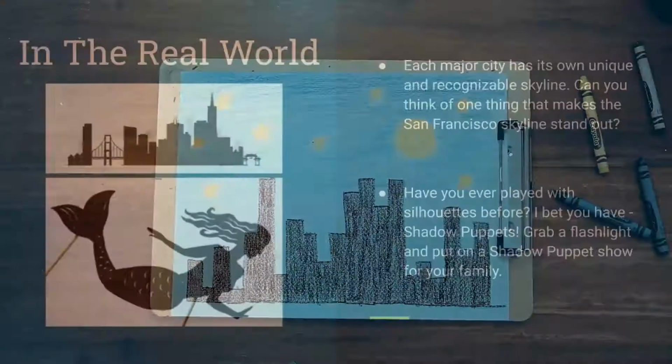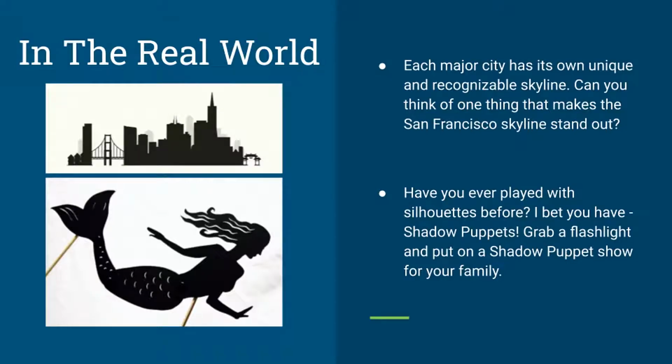So let's talk a little bit about how this project relates to the real world. Each major city has its own unique and recognizable skyline. Can you think of one thing that makes San Francisco's skyline stand out? If you want to play more with silhouettes, you can do shadow puppets. Grab a flashlight and put on a shadow puppet show for your family.